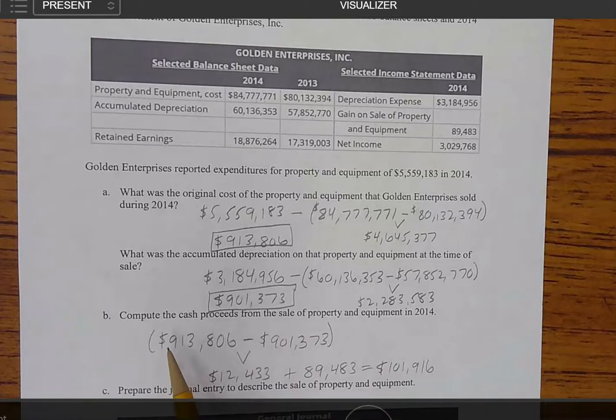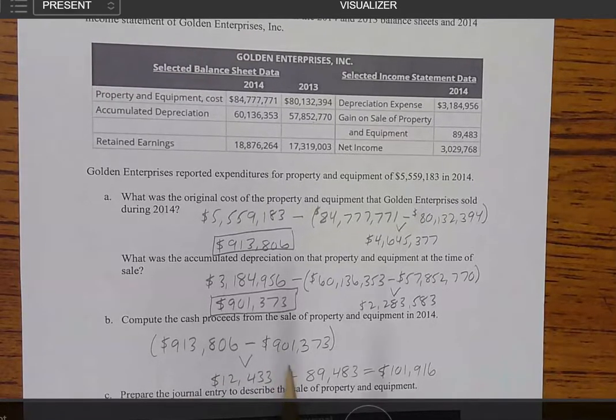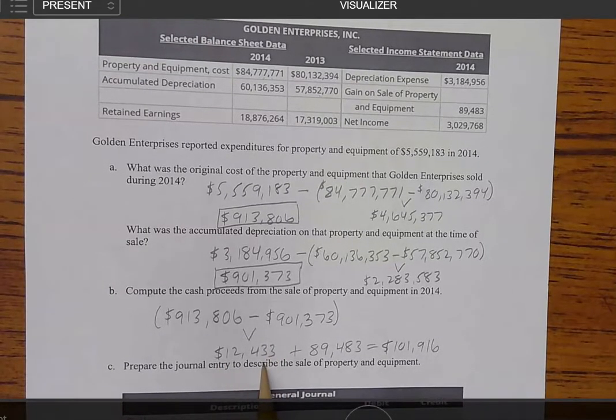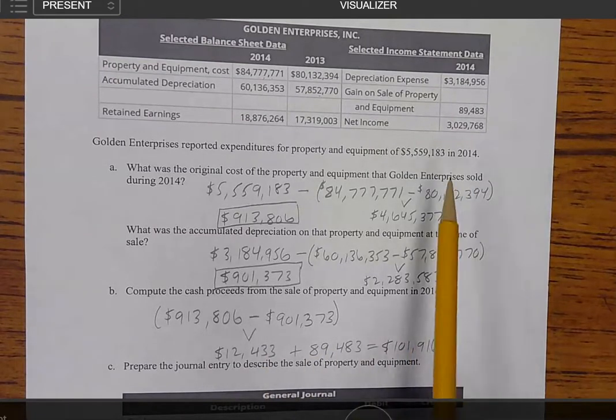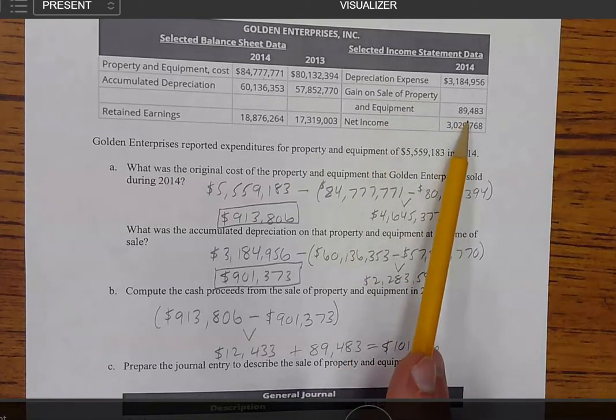So compute the cash proceeds from the sale of property and equipment in 2014. Well, what we have to notice here, we have to think a little bit backwards. We know that the cost was $913,806, and the accumulated depreciation is $901,373. And what that gives us is our book value amount of $12,433. Now notice up here that we have a gain on the sale of property equipment of $89,483.